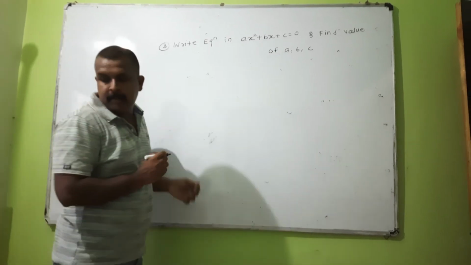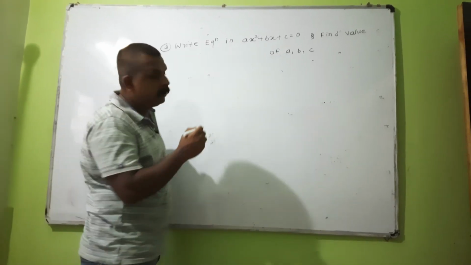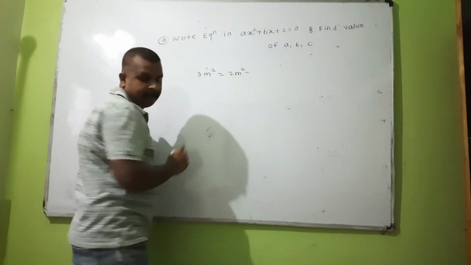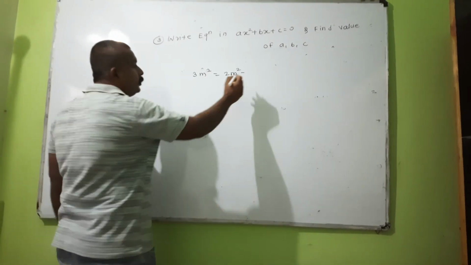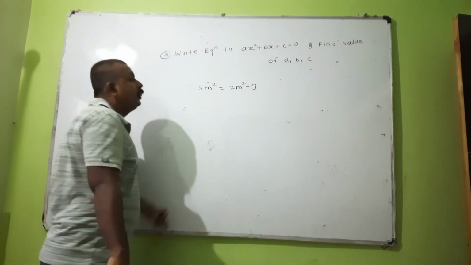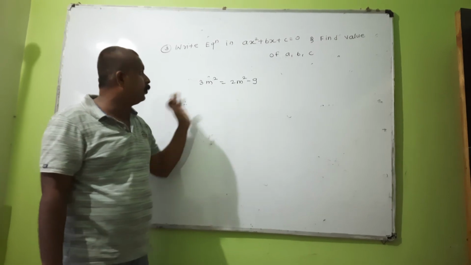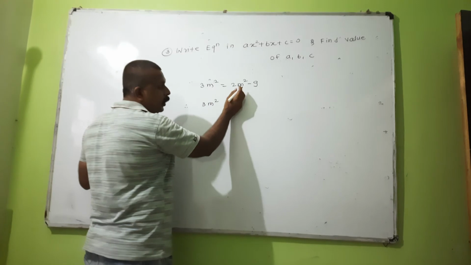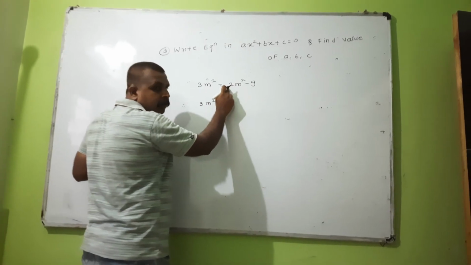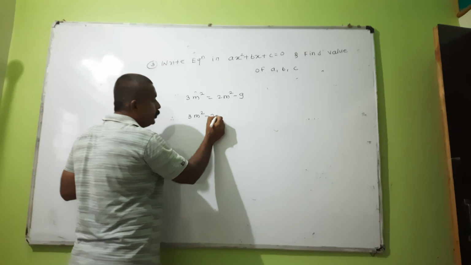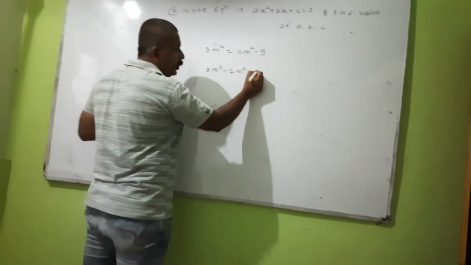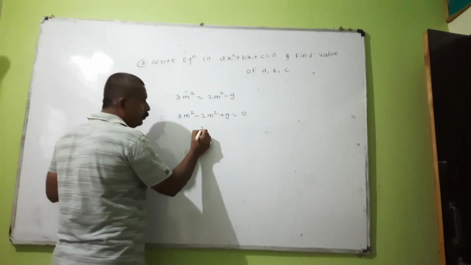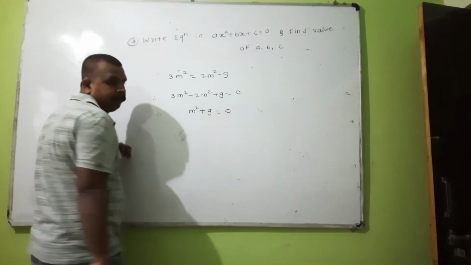So next example, that is the fourth example. I think that it is 3m square equal to 2m square minus 9. So what you have to do here, first of all, you can shift all the right side terms toward the left side. 3m square. What is the sign of 2m square? There is no sign, but the default sign is plus. So plus becomes minus, and this minus becomes plus. Okay. So 3m square minus 2m square, m square plus 9 equal to 0.